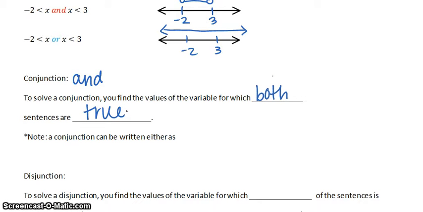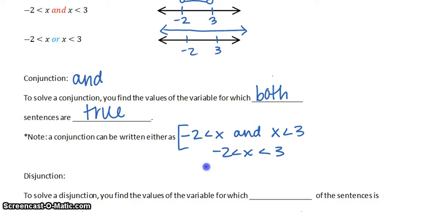And a conjunction can be written either as -2 is less than x, and x is less than 3. Or we could also write it as -2 is less than x, which is less than 3. Either one, so that's one way, that's the other way. Rule of thumb, if they give you a problem with and in it, you can keep your answer as and. If they don't, then you need to keep it like this. I don't want you going back and changing. I prefer using this one, when possible. That's just my preference.